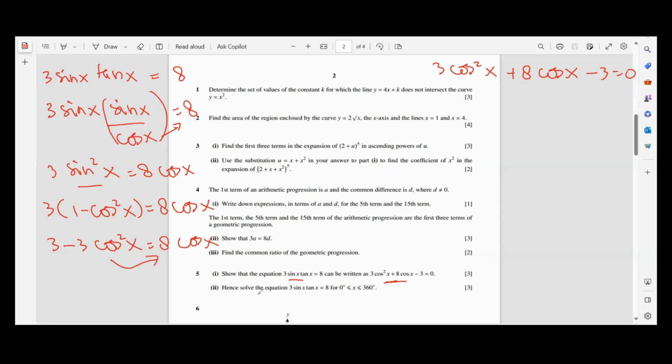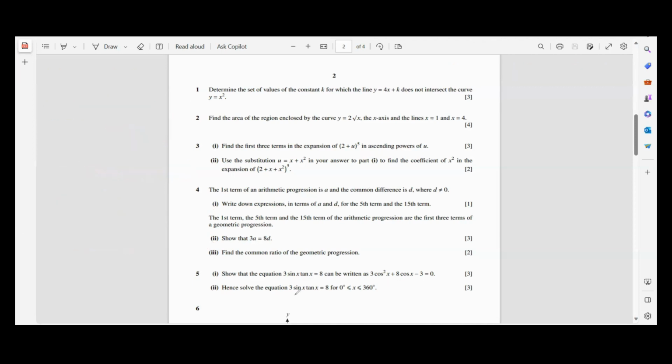And then the next, it asks you to solve the equation. Usually, if it asks you to solve like that, part II and part I are related to each other. So here, I will not start from the equation. I will start directly from the one that it asks us to prove: 3 cos square x plus 8 cos x minus 3 equals 0. From here, I will factorize it.